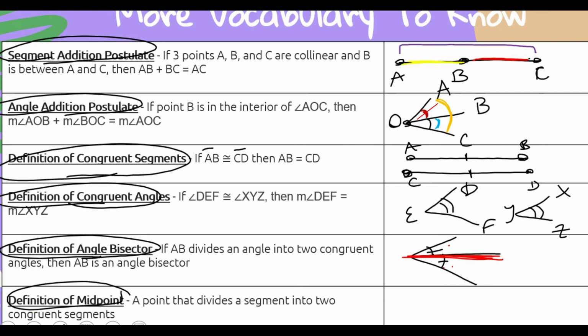Alright, the definition of midpoint. This states that a midpoint is a point that divides a segment into two congruent segments. So let's draw a big segment, A, B, C, and instead of using the congruent symbols and marks, I'm going to use numbers. So I'm just going to put 6 here and 6 here, just so that you can know those are two congruent segments. And that's what midpoint means. Alright, the next part.